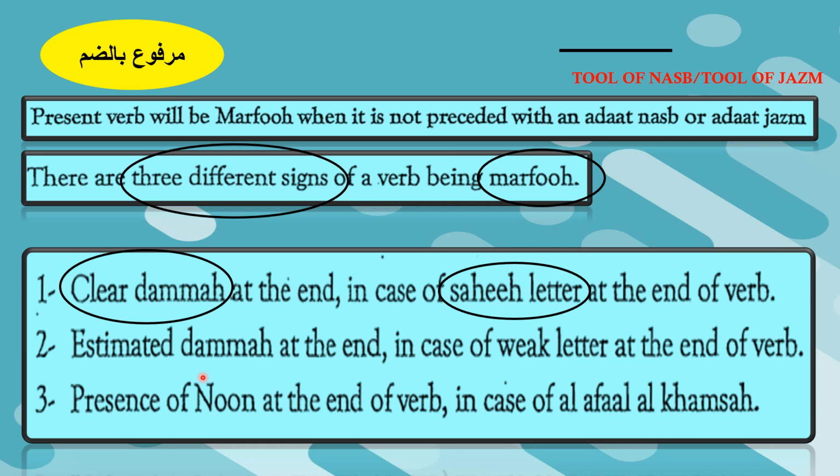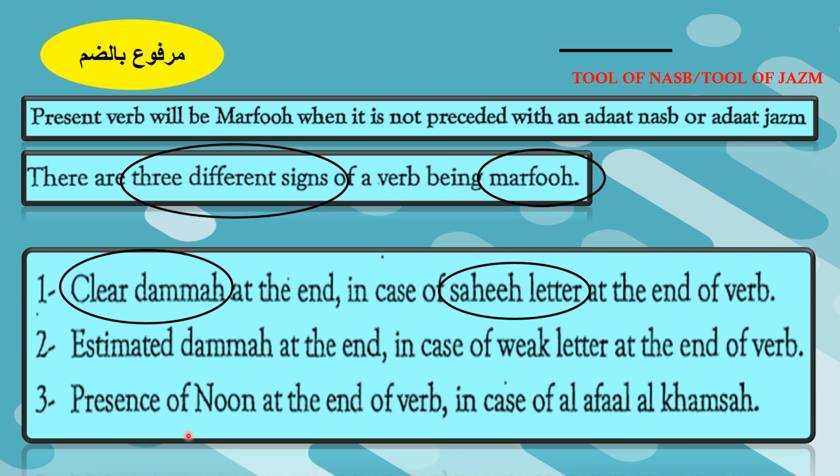So where should you put the dhamma if the Fel Mudaare has a weak letter at the end? You can't put a haraka over it. So at that moment you need to assume that there is a dhamma, but you cannot write it. It's not allowed in Arabic grammar. So that's when it's called estimated dhamma or assumed dhamma. In Arabic we say dhamma muqaddara.